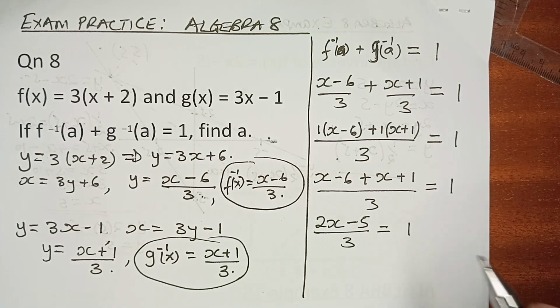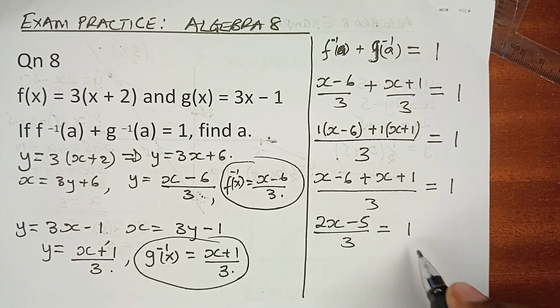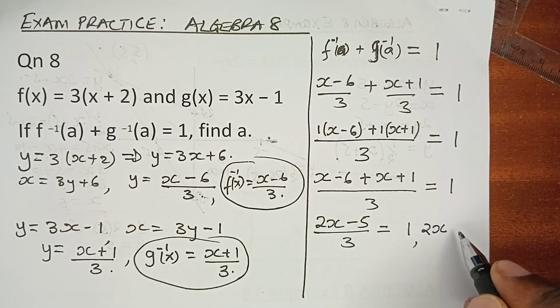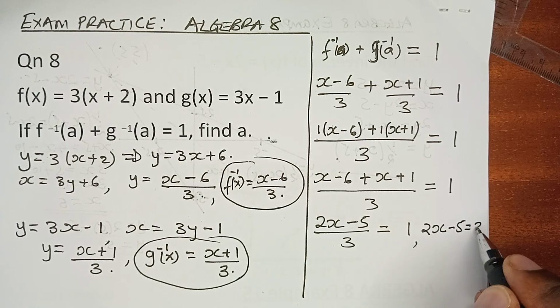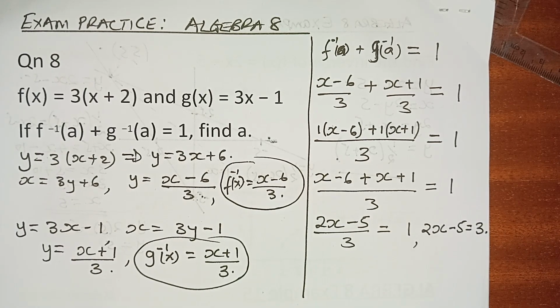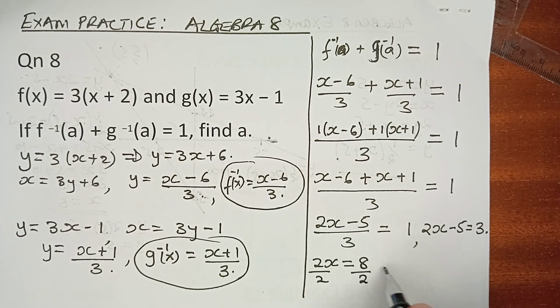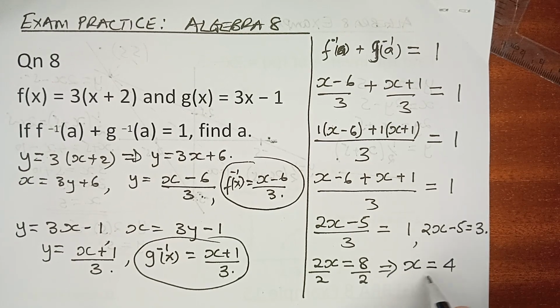If we cross multiply, we can see that 2x - 5 = 3. So if we take negative 5 across, we have 2x = 3 + 5, which is 8. We divide both sides by 2, and we find that x = 4.